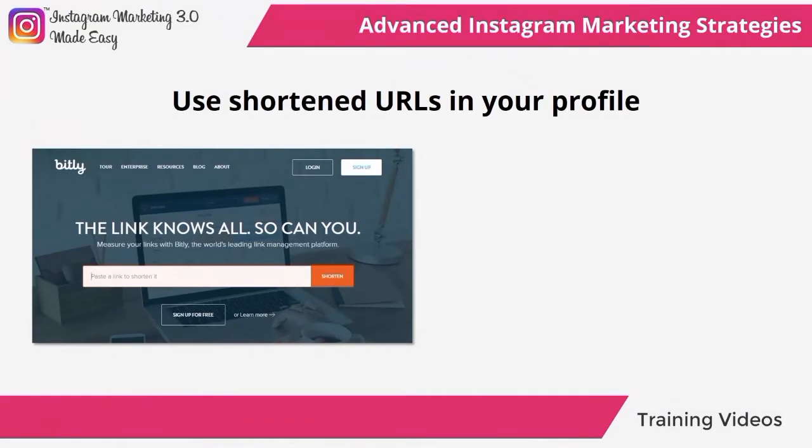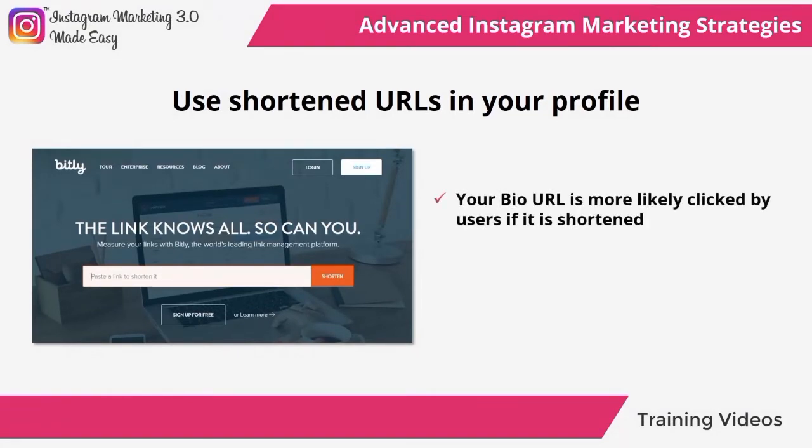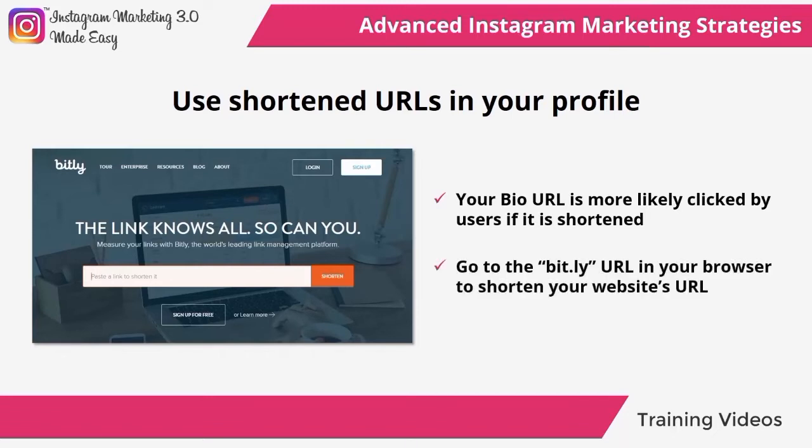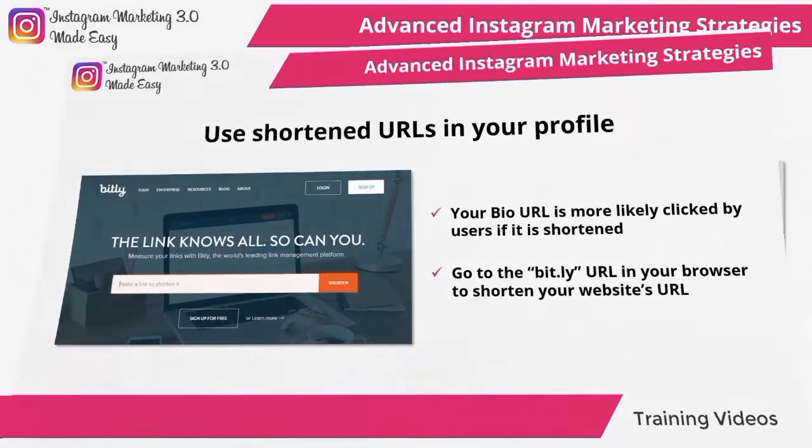Use shortened URLs in your profile. Your bio URL is more likely to be clicked by users if it is shortened. A great way to optimize your profile's URL is by shortening it with a link shortening service. For that, we recommend you to use the Bitly service, which is free and works great. Go to the Bitly URL in your browser to shorten your website's URL. You can always go back to your site's Bitly page to track the number of visits that your site is getting through Instagram, basically using it as a backlink as well as a tracking pixel.